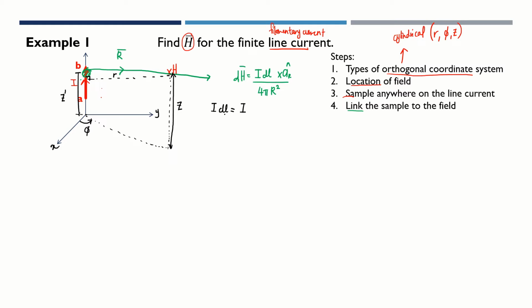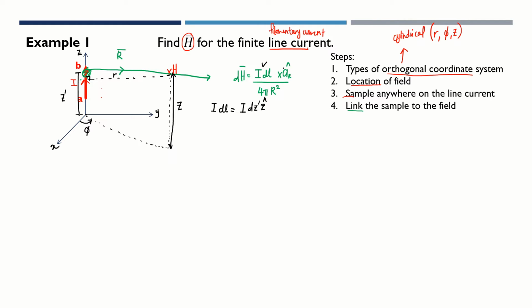What is going to be my DL? My DL will be the sample here, and this is my sample. So my DL will be dz prime, the height of this sample here. dz prime in which direction? On the z-axis, because my sample lies on the z-axis. So it will be in the z direction. So this is my IDL information.